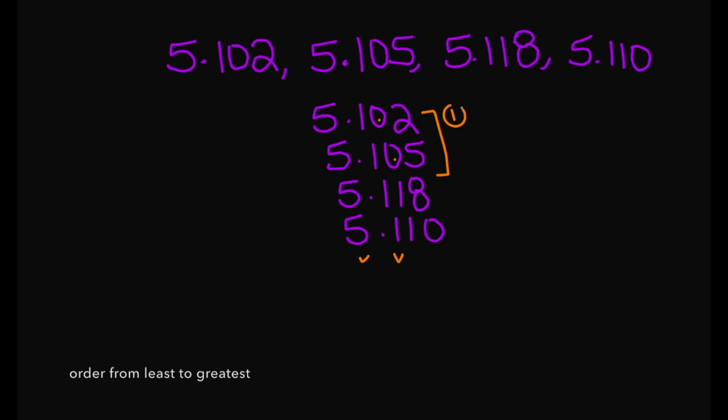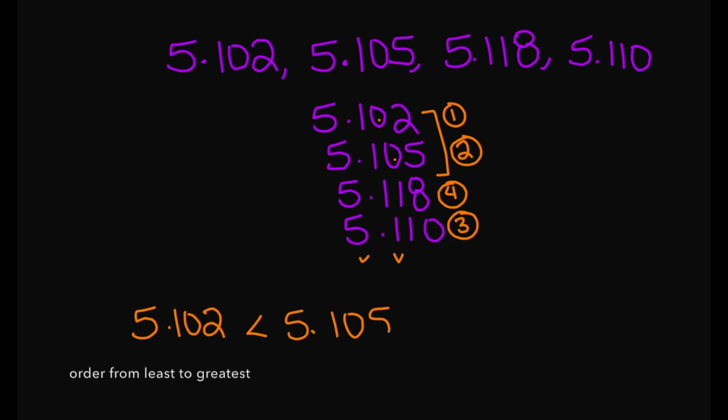5.102 is going to be first. Then our 5.105, this is going to be second. Then we have 118 and 110. So this is going to be third, our 5.110. And then our fourth one is going to be 5.118. So if you were to write everything out, you're going to get 5.102 is less than 5.105, which is less than 5.110, which is also less than 5.118.